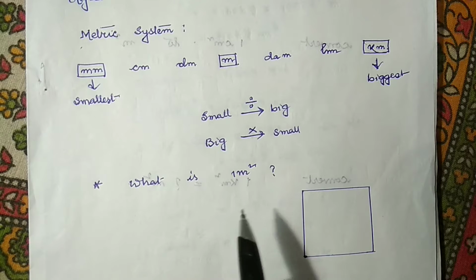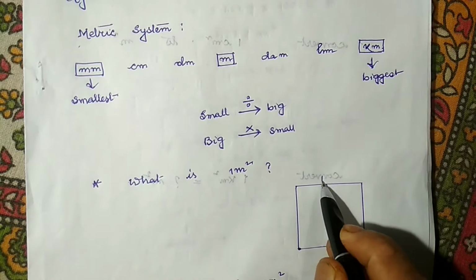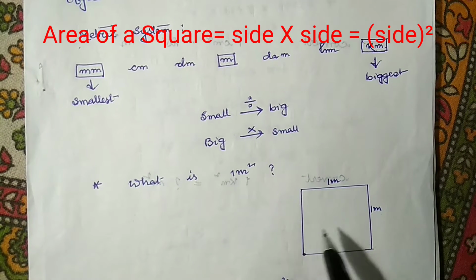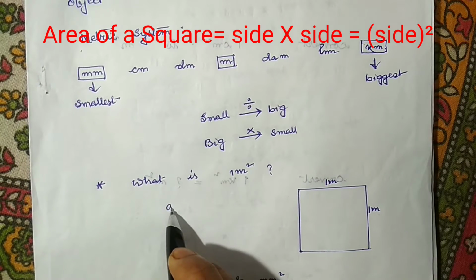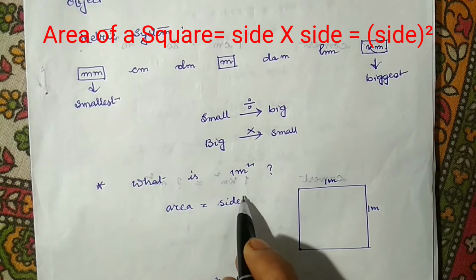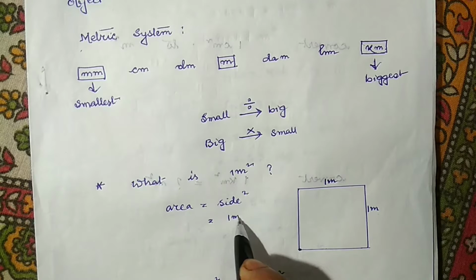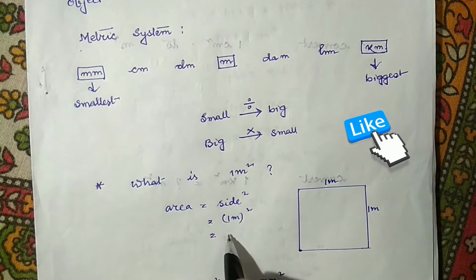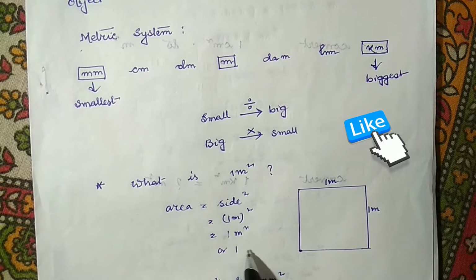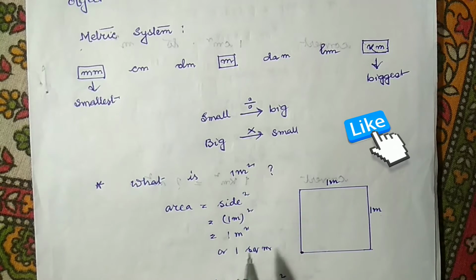What is 1 meter square? 1 meter square is the area of a square whose length is 1 meter and breadth also 1 meter. And we know the area of a square is side square. So the area of the square equals side square. This is the formula of the area of a square. And here, as you can see, each side is 1 meter. So 1 meter square, I can say 1 meter into 1 meter, 1 meter square, or I can write 1 square meter. I hope you have understood the meaning of 1 meter square.